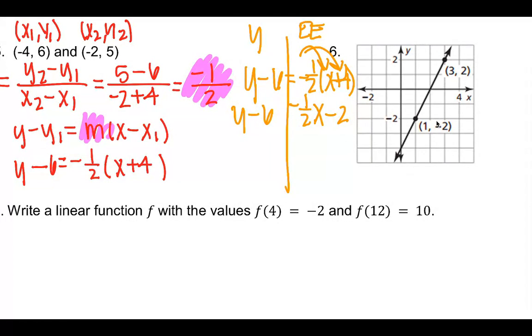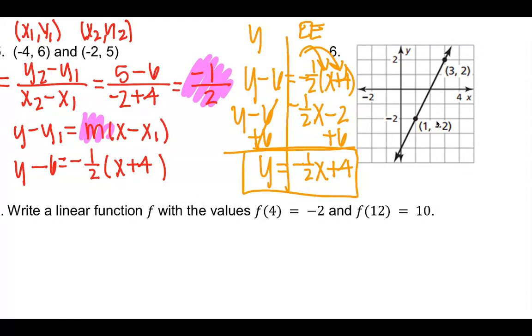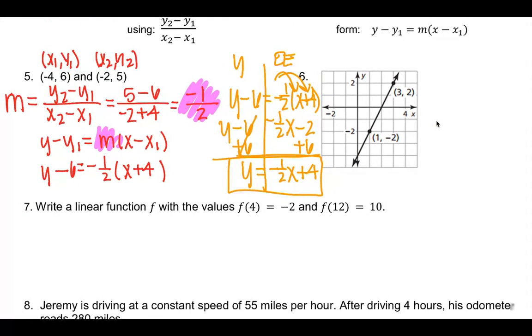So this negative 6 can't stay on the y side, so I've got to do the opposite or inverse and add that. Whatever I do on one side, I do to the other side. I've got y equals negative half x and a negative 2 plus 6. They're different signs, so I subtract and keep the sign of the bigger number. So I've got positive 4. Okay, so that's the formal way to do it.